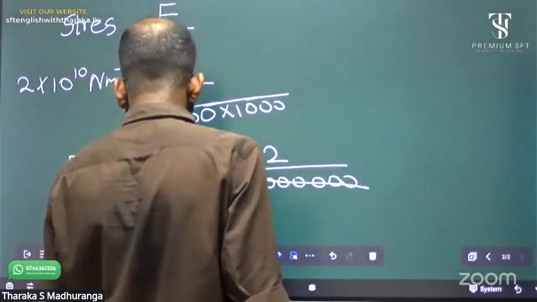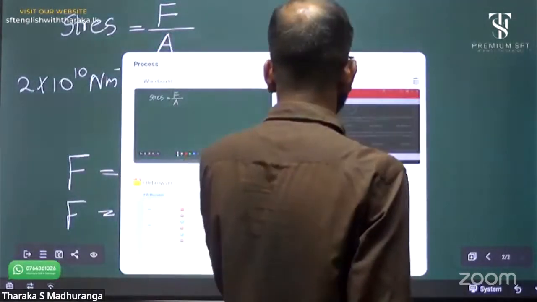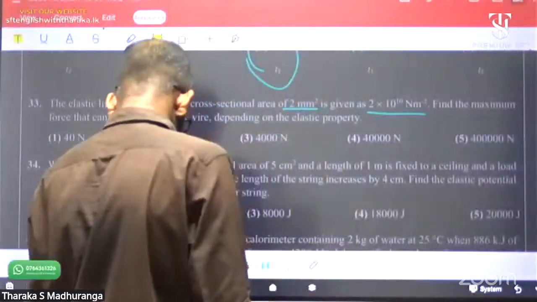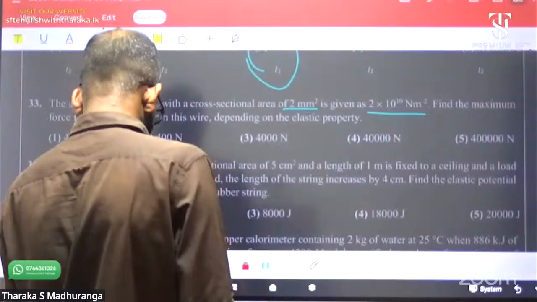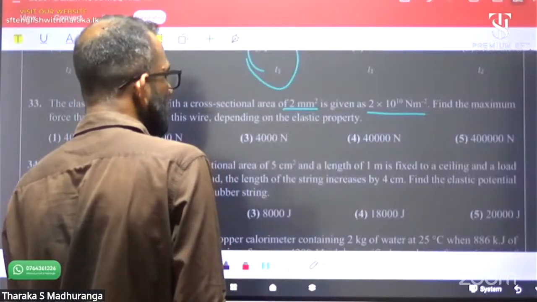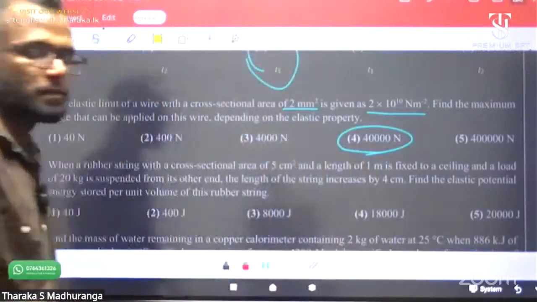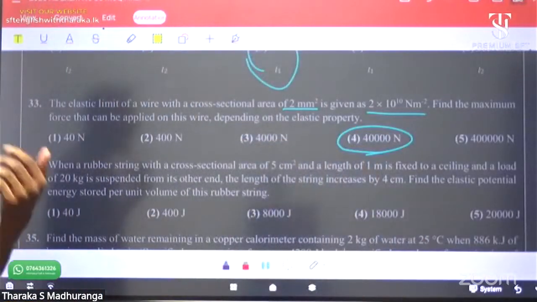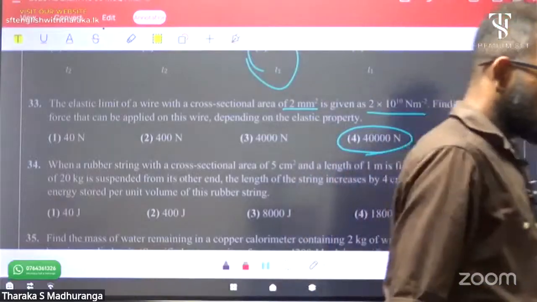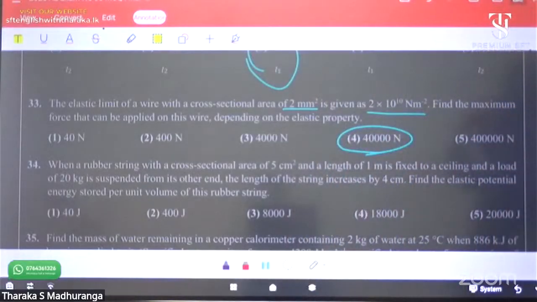4 into 10 to the power 4 means 40,000 Newton. They are simple questions.